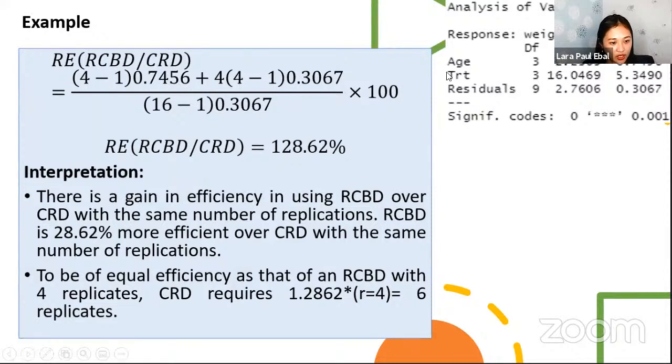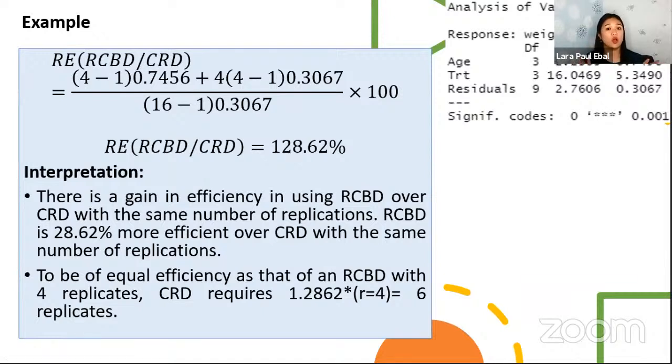And the formula here, we can plug in the values. So this 0.7456 is just your mean square for the block. And then another value, 0.3067, is the mean square for the error, for the MSE. So we plug in the values and then we get 128.62%.